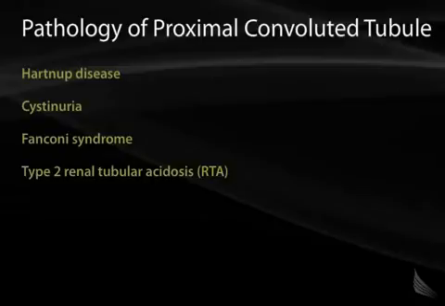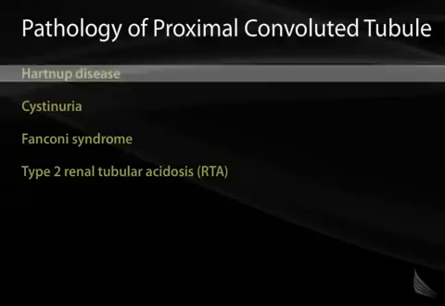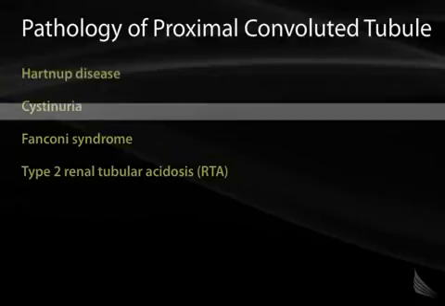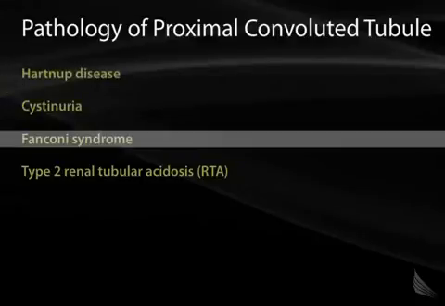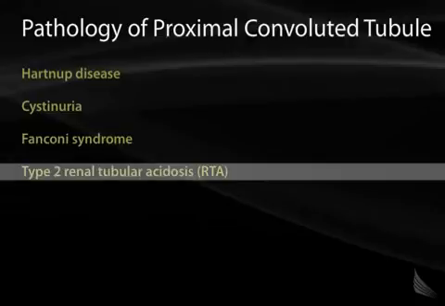Let's talk about a few clinical correlates. Each of these are diseases related to proximal tubular dysfunction. Based on your understanding of proximal tubular physiology, one can predict what we would see. The four diseases we will overview are Hartnup disease, cystinuria, Fanconi syndrome, and a subset, type 2 renal tubular acidosis.